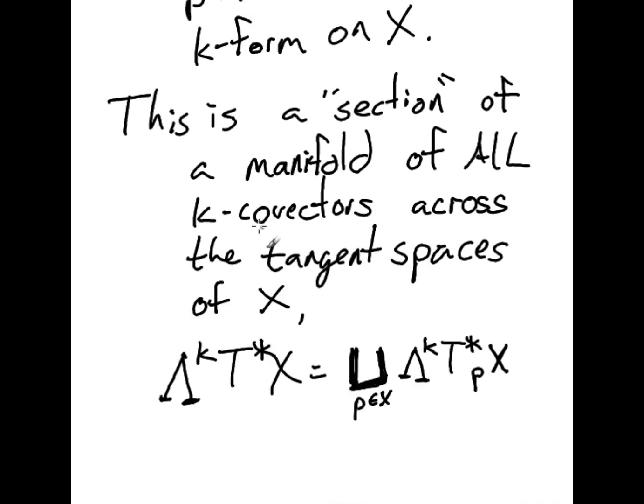And another way of articulating that, this is a section of the manifold of all k covectors across the tangent spaces of X. So this is denoted in this way. This is the large structure that we're dealing with, that we are choosing these k covectors from. And we are assigning one of these to each point P, just one of them, from the k covectors from the corresponding tangent space.